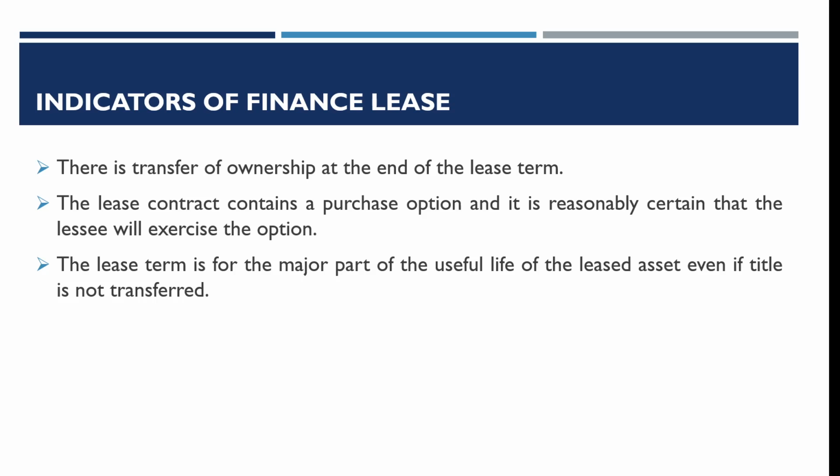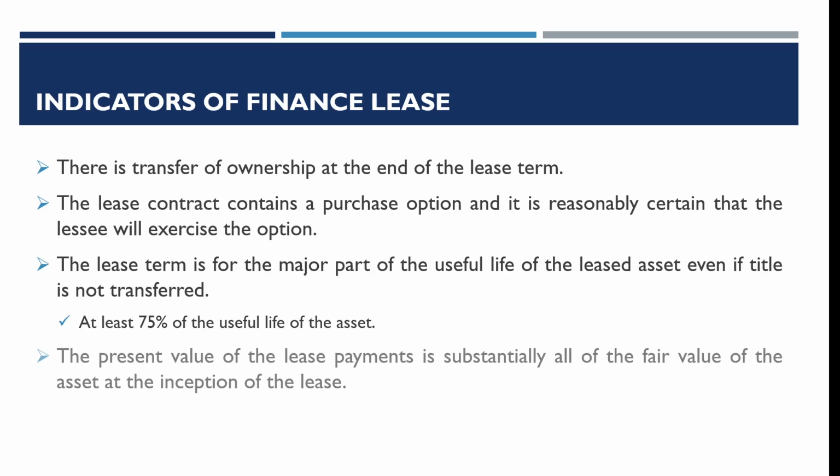Third indicator, the lease term is for the major part of the useful life of the lease asset. So, ibig sabihin, more than 50% of the useful life yung haba ng lease term. Okay? Pero ano nga ba talaga yung quantitative threshold natin dito? Quantitative threshold is at least 75% of the useful life.